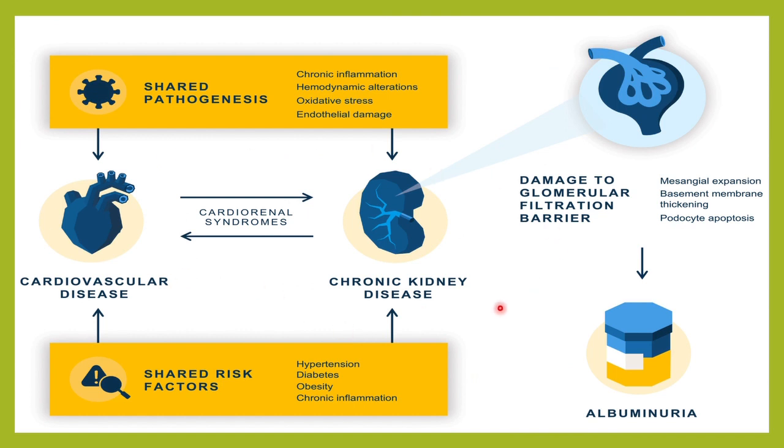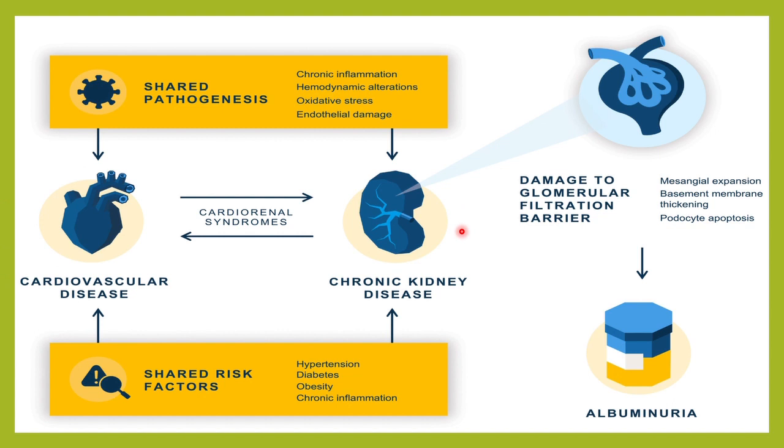So whenever there is albuminuria, it also brings up the possibility that हाँ patient को कोई heart problem भी हो सकता है क्योंकि वहाँ पे भी endothelial damage हो सकता है. दोनों के बीच में there are shared pathogenesis like hypertension है, patient को अगर BP है, patient को diabetes है, patient को obesity है, patient को chronic inflammation है, तो heart में भी वो damage करेगा and even kidney में भी damage करेगा. दोनों में अगर chronic inflammation है या तो hemodynamic alteration हो गया या तो oxidative stress हो गया, endothelial damage है तो दोनों organs खराब हो जाएंगे.